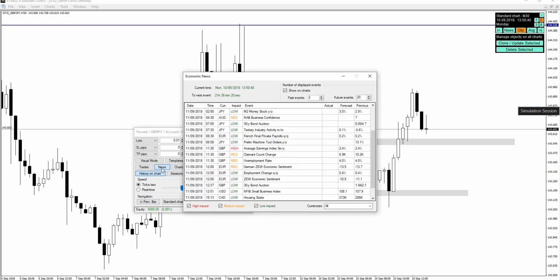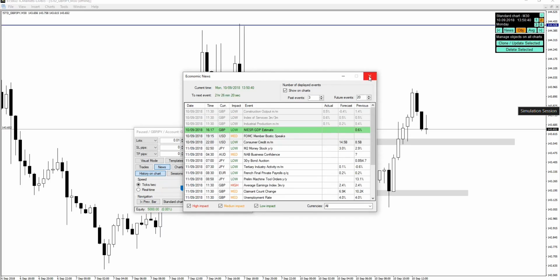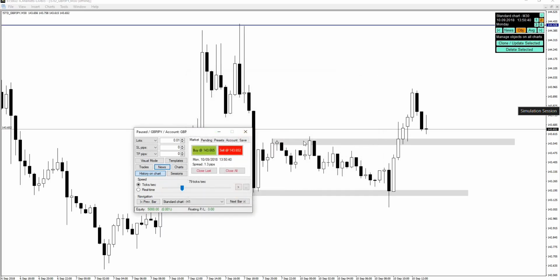Check news. There is no news for GBP. Nothing. No news. So I think if we see a support forming, this is a really good example of a break above this area, a retest to create a support to continue up to retest this high.